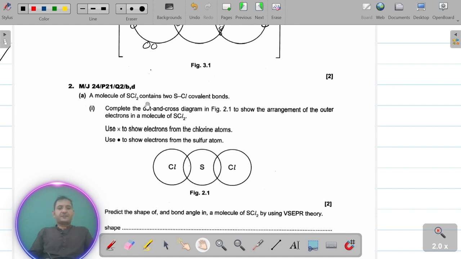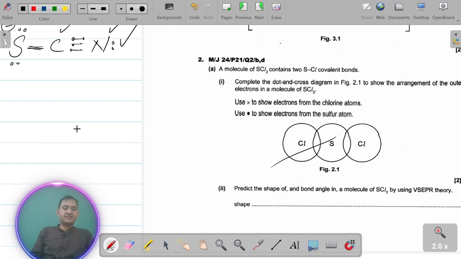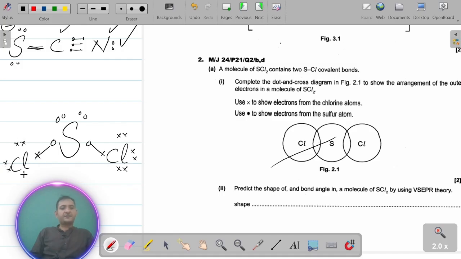A molecule of sulfur chloride contains 2 sulfur-chlorine covalent bonds. Complete the dot and cross diagram. Sulfur is from group 6, so it has 6 electrons in the valence shell: 1, 2, 3, 4, 5, 6. Chlorine is from group 7, so we can say 1, 2, 3, 4, 5, 6, and 7 electrons, and an electron is bonded with this like this.